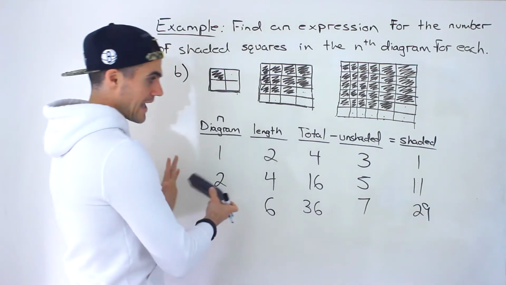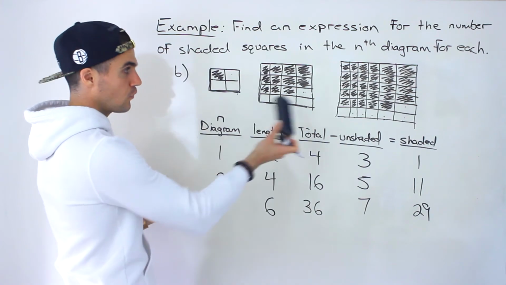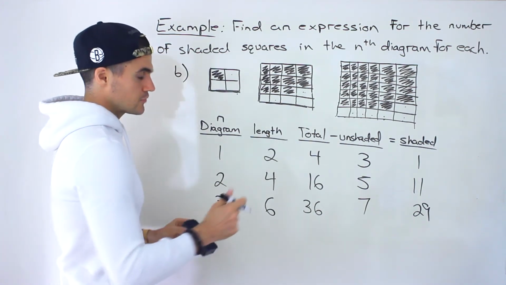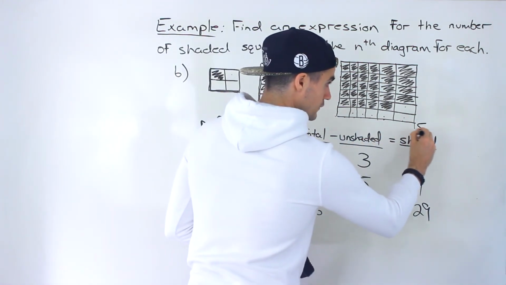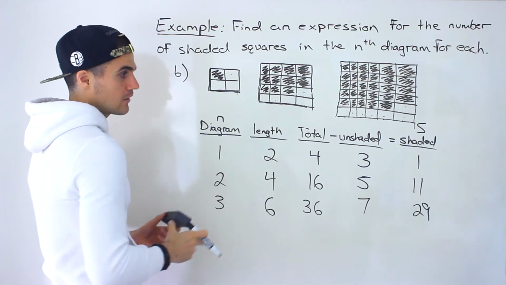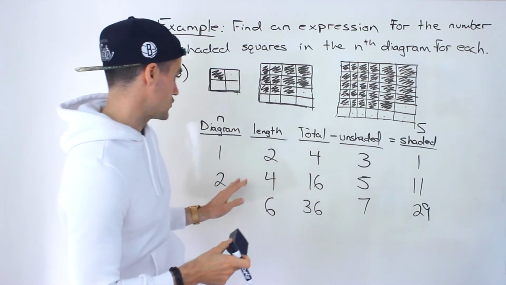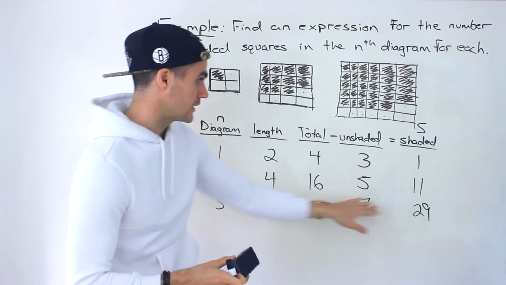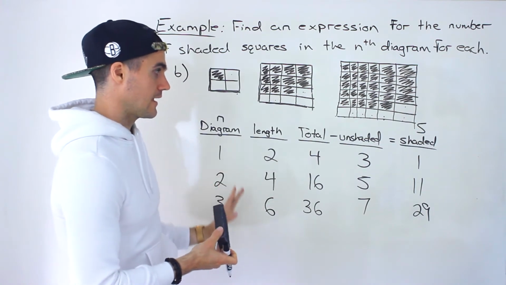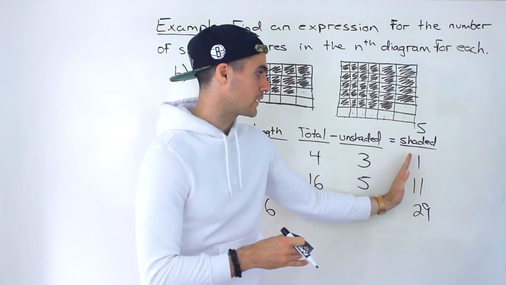All right, so that is the table of values for this pattern here. Again, what we have to do is create an expression for the number of shaded squares. We're going to let that be S in terms of n. Now, trying to directly do it, how does 1 relate to 1, and then 2 relate to 11, and then 3 relate to 29? It's fairly complex, right? So again, as I mentioned before, I wouldn't recommend going directly here.